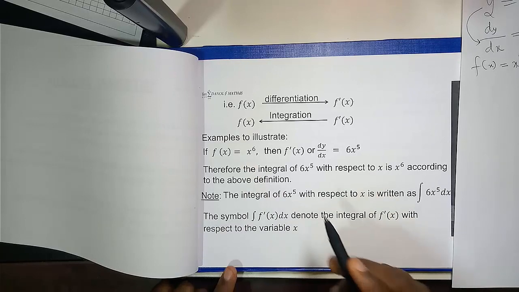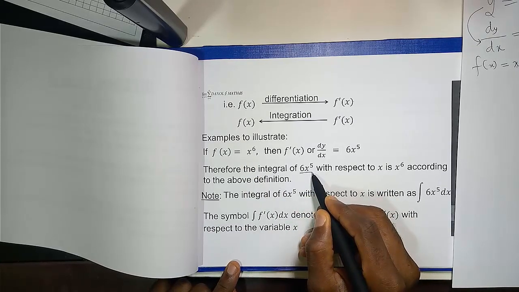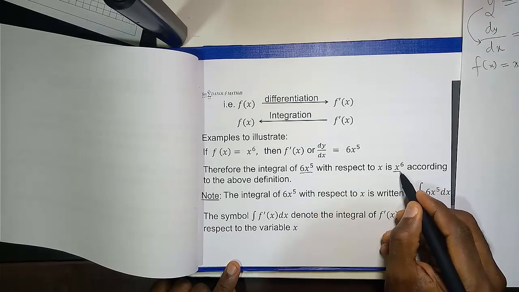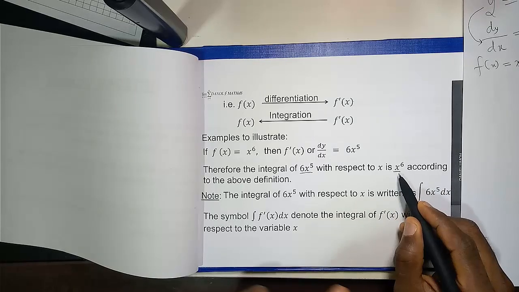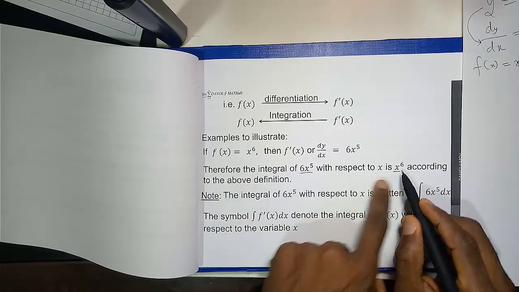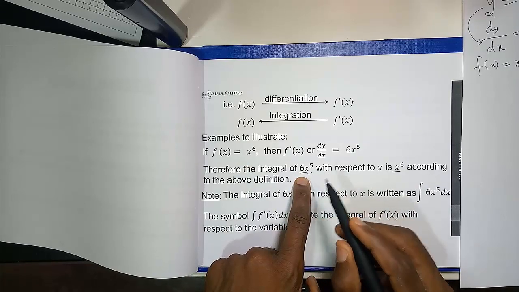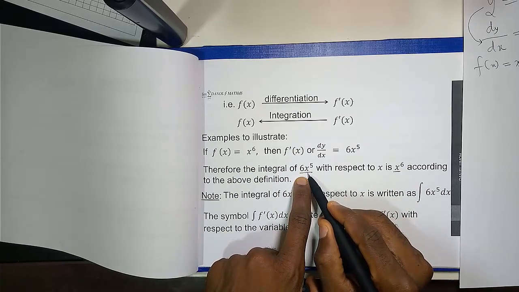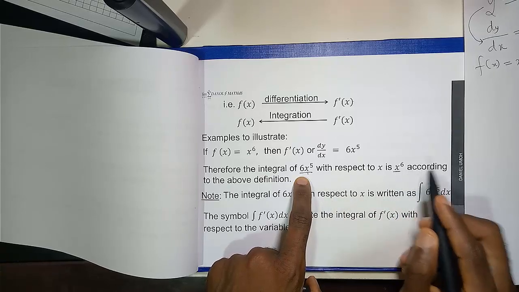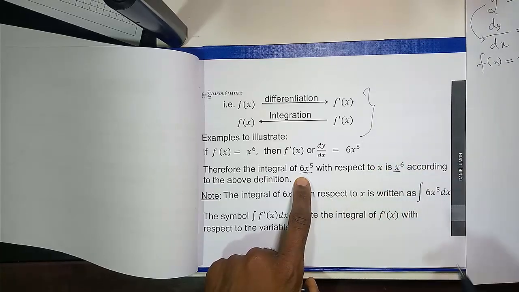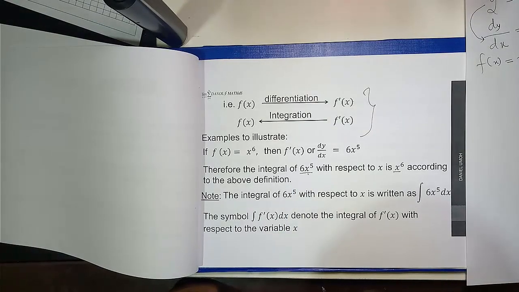Therefore, it means that the integral of this 6x raised to power of 5 with respect to x will give us what? x to the power of 6. Why? Because it is when we differentiated x to the power of 6 that we got what? 6x to the power of 5. It means that when we integrate 6x raised to power of 5, we are going to have x raised to power of 6. According to the above definition, integration is the reverse process of differentiation.